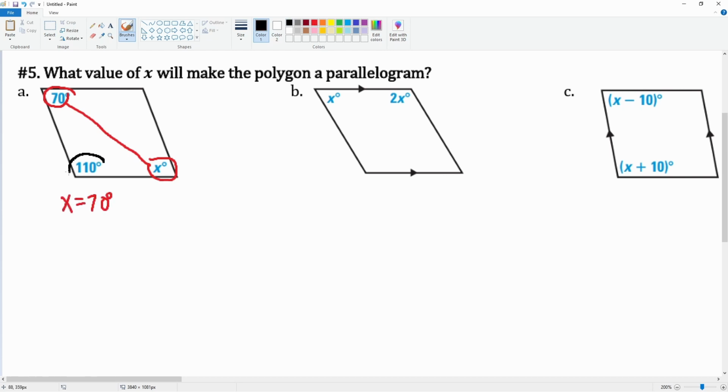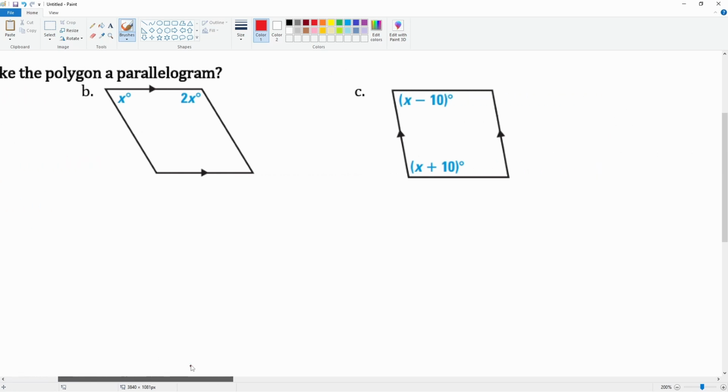Likewise, if this is 110, this also has to be 110 in this corner, right? Because if this is 70 and this is 110, they do add up to 180. So x has to be equal to 70 for this to be a parallelogram.